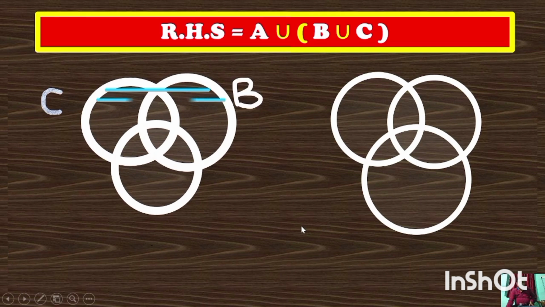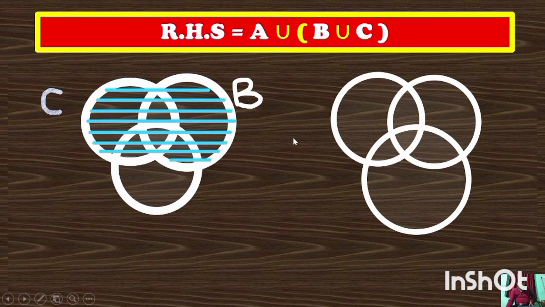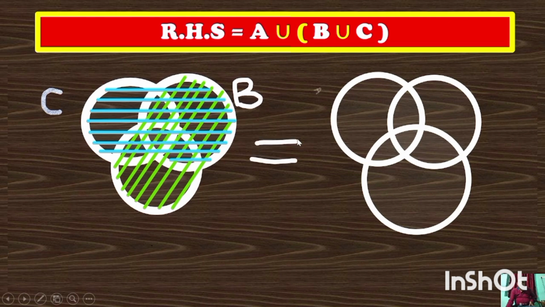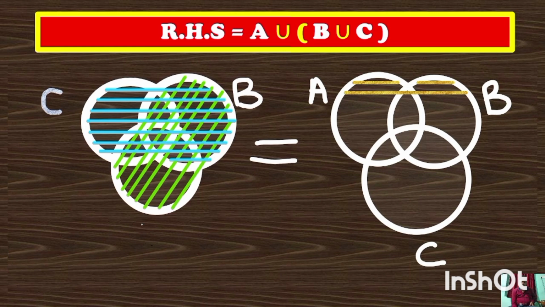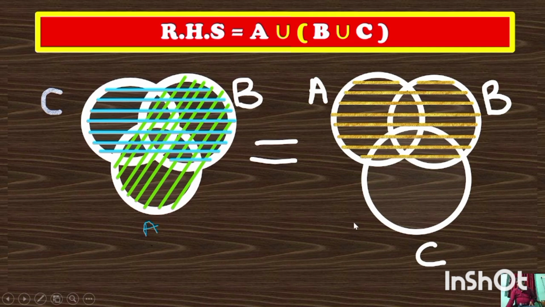Look at the diagram here, the Venn diagram. You have to take first B union C, because B union C is in the bracket. Okay, then you take the union of A. Understand? Yes. Okay, and finally this side is A, this side is A. So the entire shading portion of A, B, C finally is clearly understood, that in both the cases LHS equals RHS.